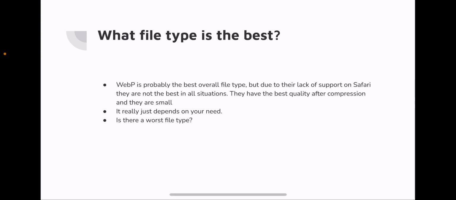So what file type is the best? In my opinion, I would say WebP is the best overall, but it is a little bit difficult to use them just due to their lack of support on Safari. But after their compression, they are very small and the quality is still really good. But it really just depends on your need and what you're using the file for.